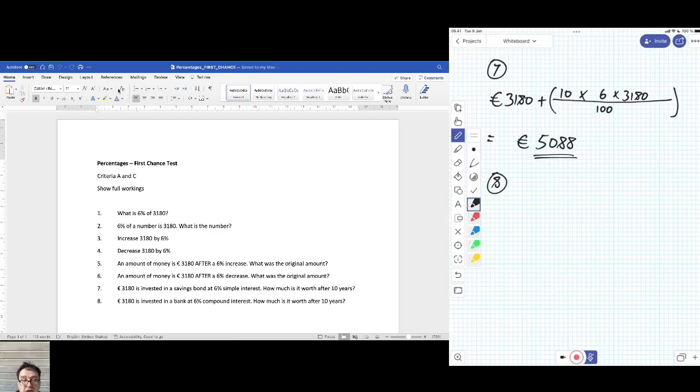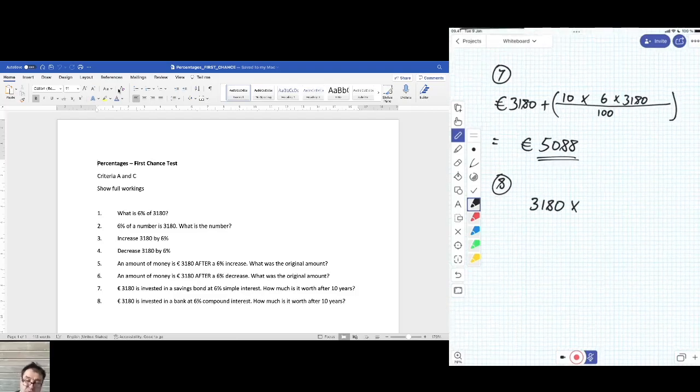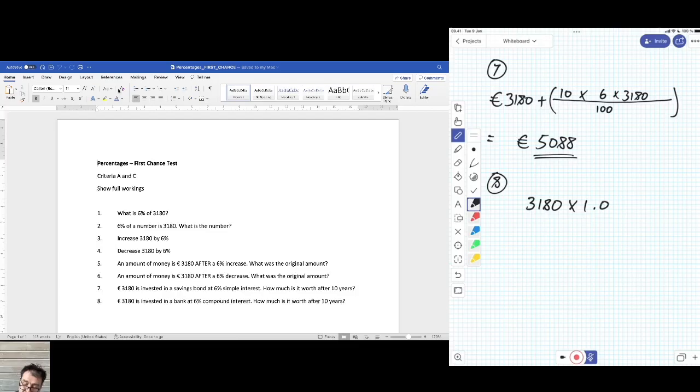And question 8, it's compound interest. So it's 3,180 at 6% compound interest. So you've got your original 3,180. After 1 year, it's worth 1.06 times as much because it's got the original amount with an extra 6%.